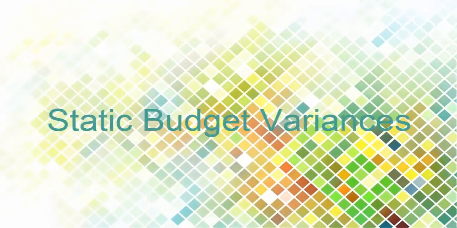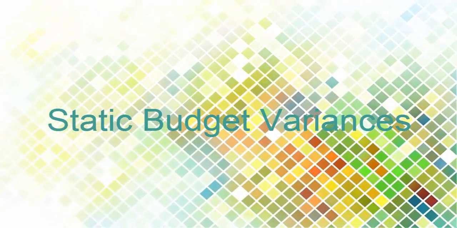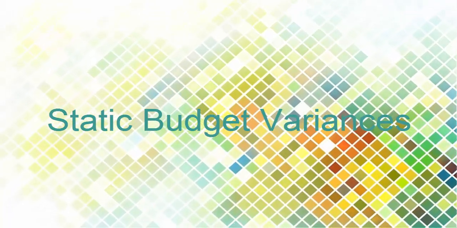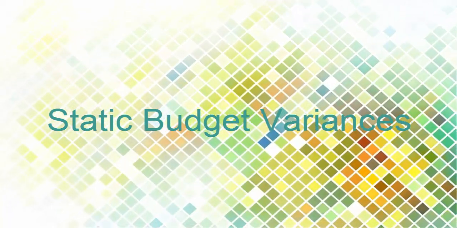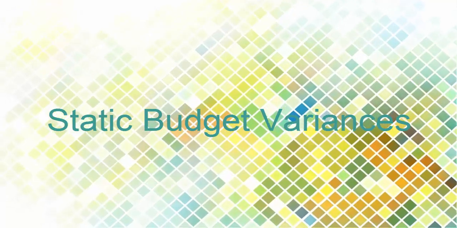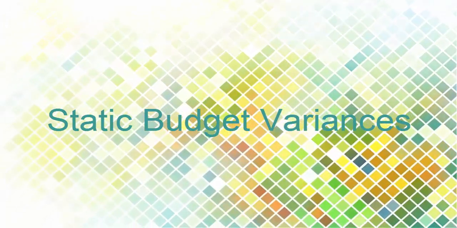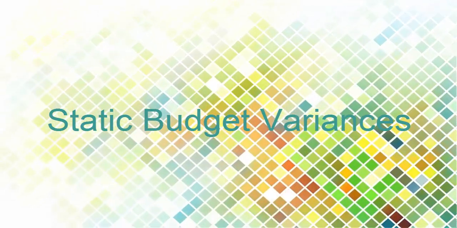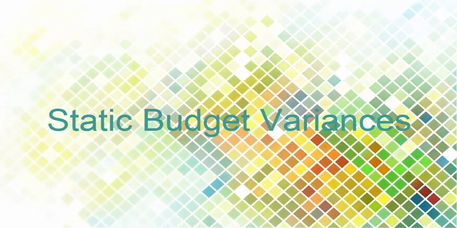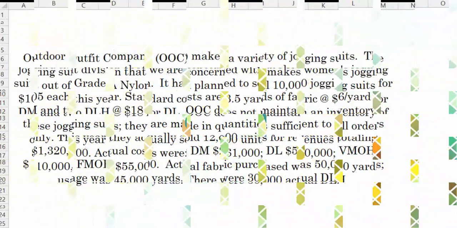In this video, we're going to look at static budget variances. We will do that by building a static budget, which is really just the budget that the company would have made before the beginning of the current operating year. We're going to compare that to the actual results, and the difference between those two is the static budget variance.